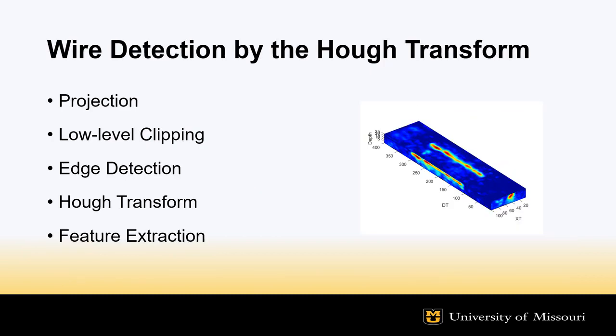There are certain steps that need to be taken before we can apply the Hough transform to the data collected from our ground-penetrating radar. The steps include the projection from 3 to 2 dimensions, the clipping of low-level noise in the data, and the detection of the edge points. Then we can apply the Hough transform and extract the line characteristics.